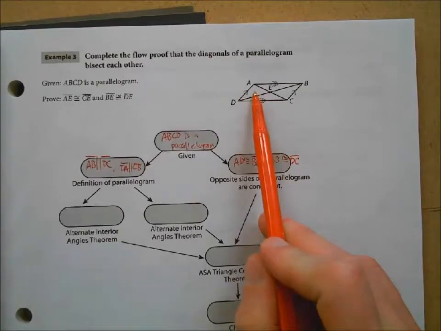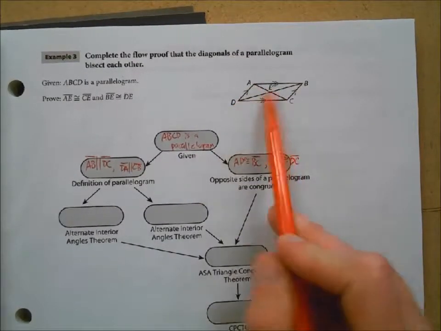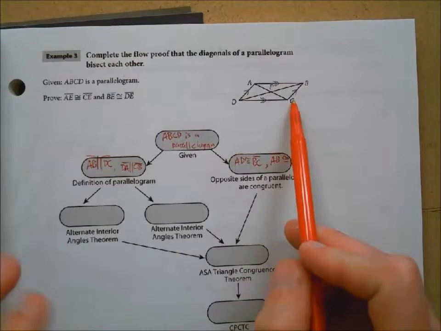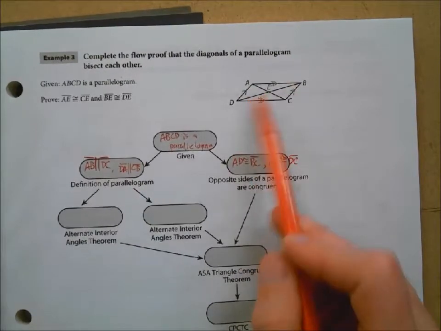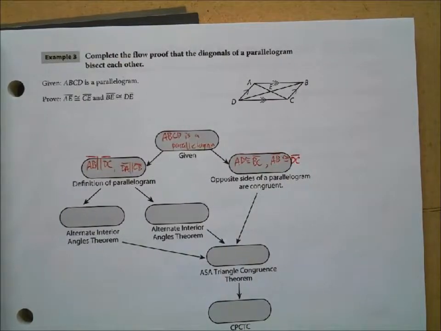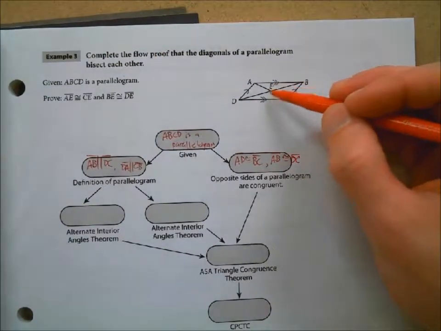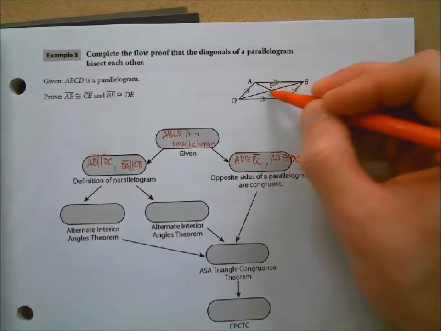We could do that with this bow tie shape, AED and BEC. We could also prove AEB and DEC congruent. So let's just pick one of those pairs. I think the book does ABE and CDE, the top one and the bottom one right here. So we're going to prove these two triangles are congruent.